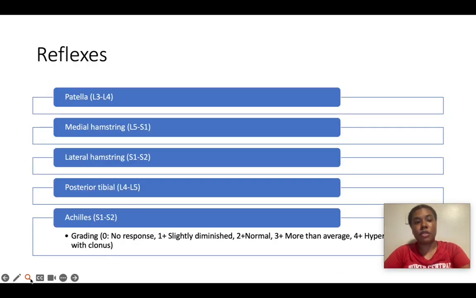The next thing we're going to do is look at the reflexes. We're looking at the patella reflex, medial hamstring, lateral hamstring, post tib, and Achilles. This is assessing L3 all the way through S2. And we are looking to see if there is any response at all, slight response, a normal response, a little bit more than normal, and then a super hyper reflexive response.